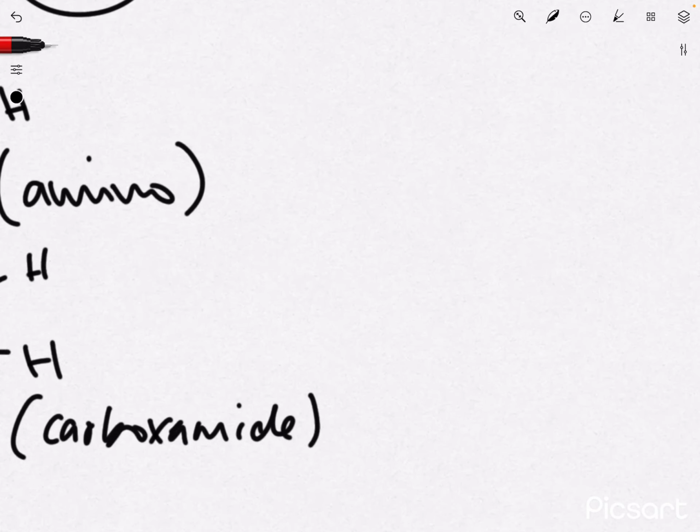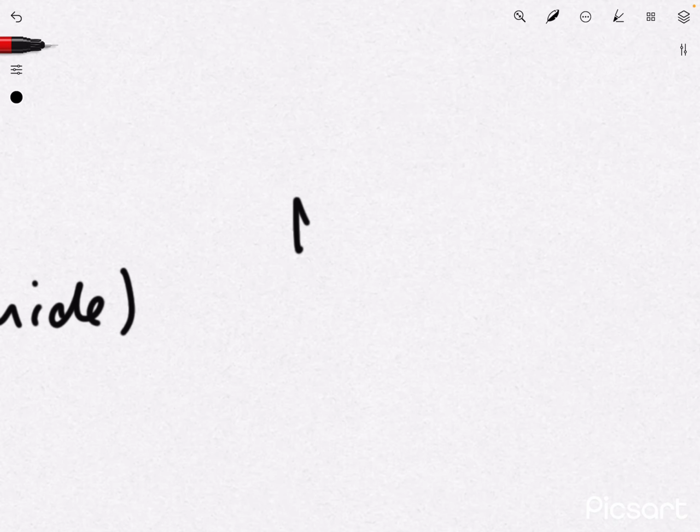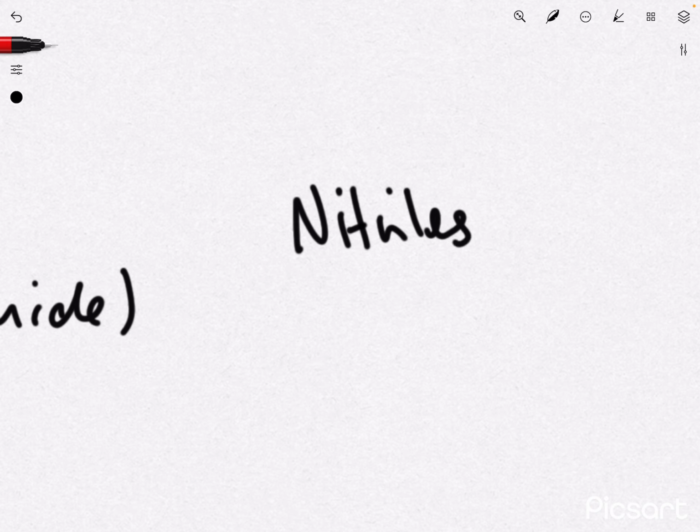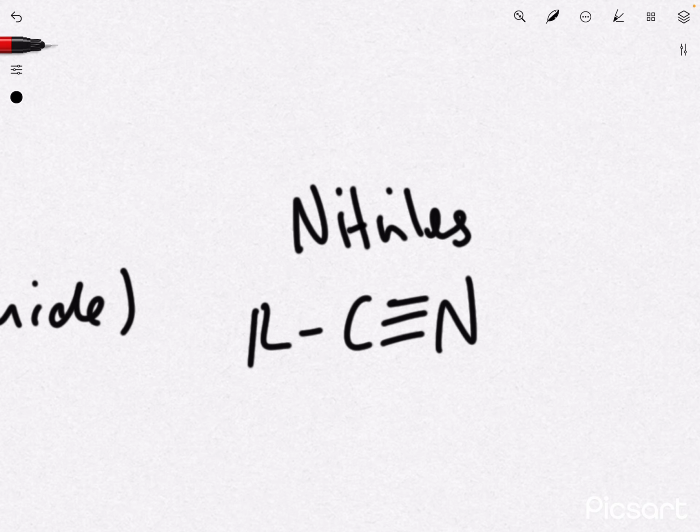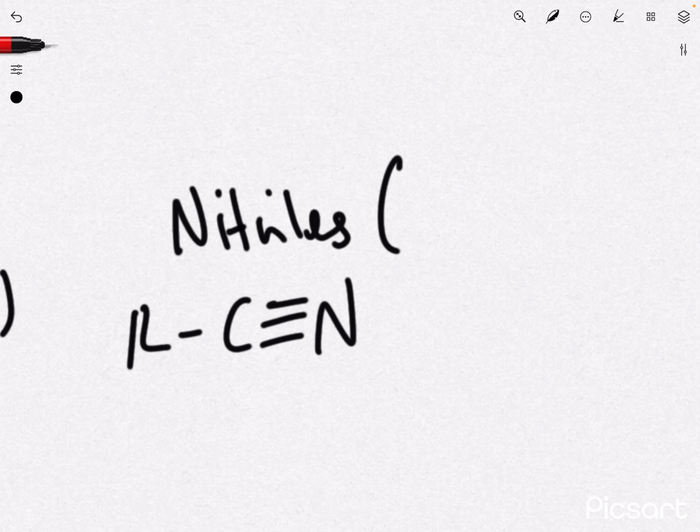Next up, we have our nitriles, which look like this. Essentially, when you have a carbon that has a triple bond to a nitrogen, a very popular example of these would be cyanide. And that will be a suffix of cyano.